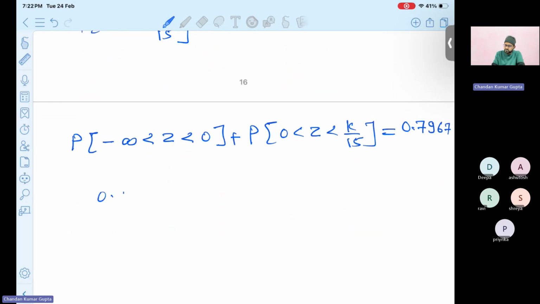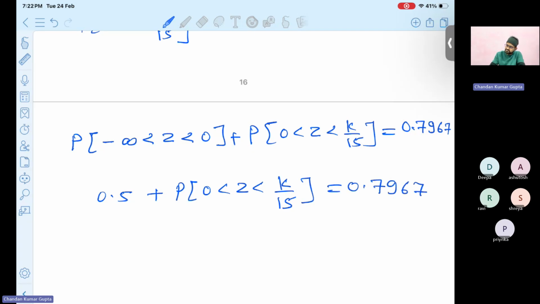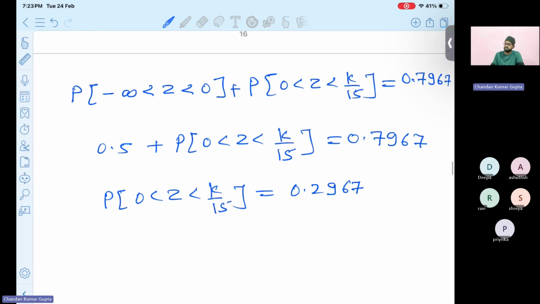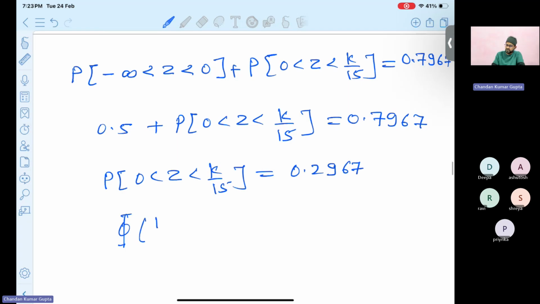Now again, this comes out to be 0.5 plus the probability that 0 is less than z less than k by 15, which equals 0.7967. So the probability from 0 to k by 15 comes out to be 0.2967. In the simpler form, phi of k by 15 is 0.2967. So the next step is to check the nearest possible value having the probability 0.2967.